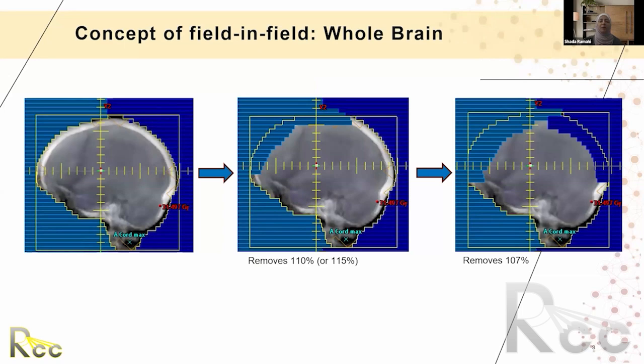So think of if you are using 2 parallel opposed beams, that also includes the tangential beams for breast. What can you do to make things more conformal, or at least reduce the hotspot, increase homogeneity? Then definitely you can use the MLCs in a field and field technique.